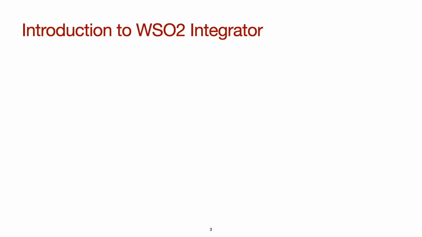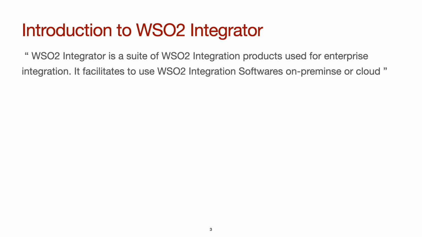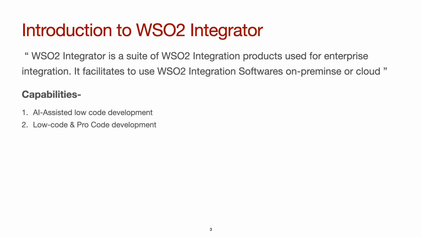Introducing WSO2 Integrator. WSO2 Integrator is a suite of WSO2 integration products used for enterprise integration. It facilitates using WSO2 integration software either on premises or on the cloud, be it a public cloud or even a private cloud. Let's see the core capabilities. It boosts productivity and accelerates time to market with AI assisted low code development, with 100% pro code parity, made possible by the underlying Ballerina programming language.